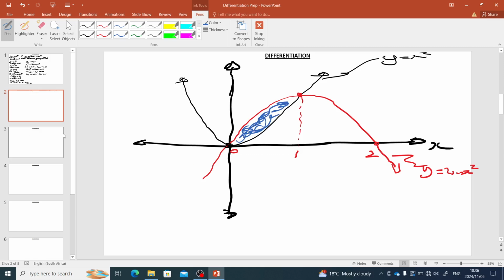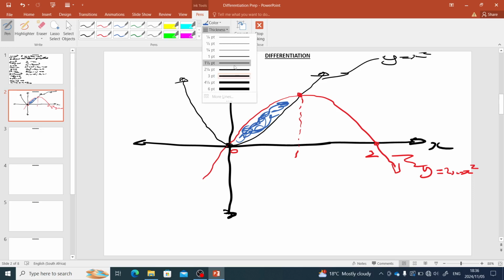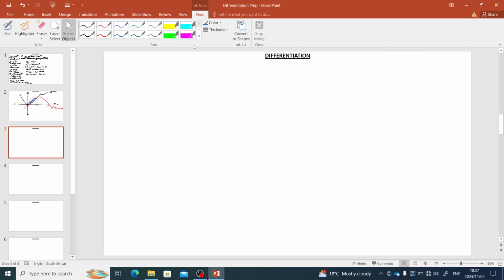Now in calculating that area, this is what we need to do. Let's make it quite thick as well. Right, in calculating the area, we have to get the difference between the two curves. Let's come on the second page. We then have to calculate the difference between the two curves.